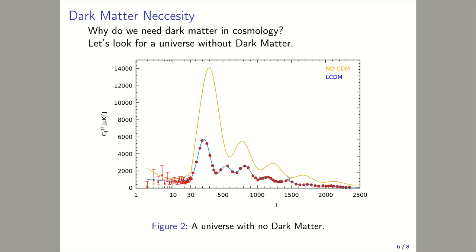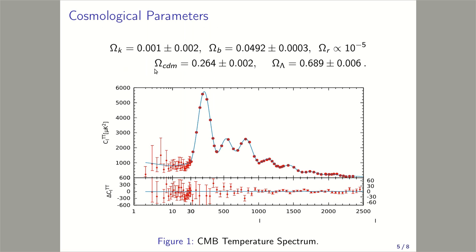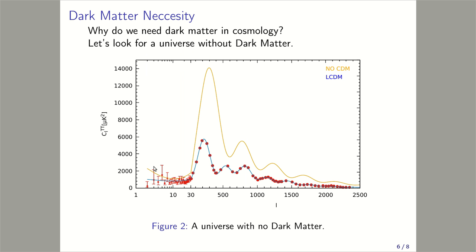So I was playing with the cosmological parameters, and I looked for a universe with no dark matter. So I set this density parameter to 0, and I plotted this line, this yellow line. The yellow line is for no cold dark matter, and the blue line is with cold dark matter, that is the Lambda-CDM model. So as you can see, the yellow line is completely out of the data from the Planck collaboration 2018. So that means that we cannot live in a universe with no dark matter. We need dark matter in our universe.